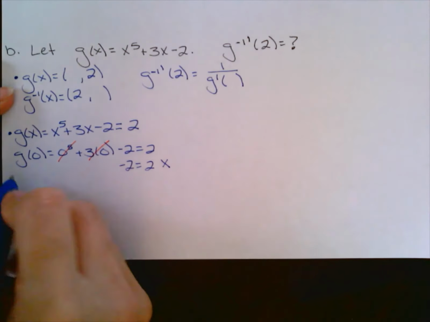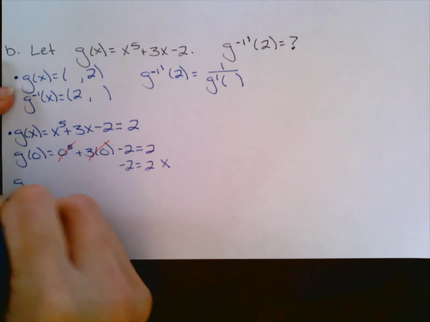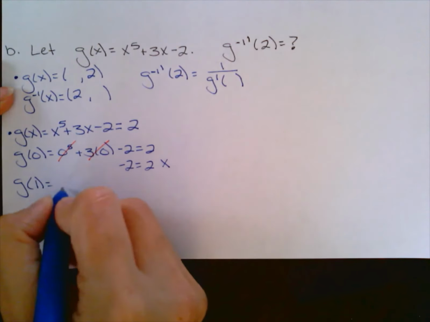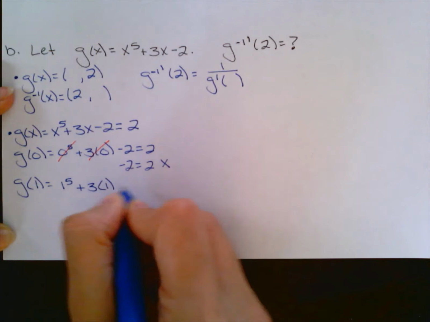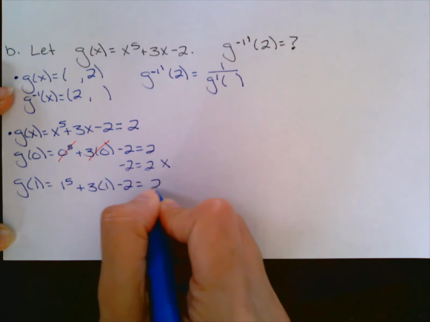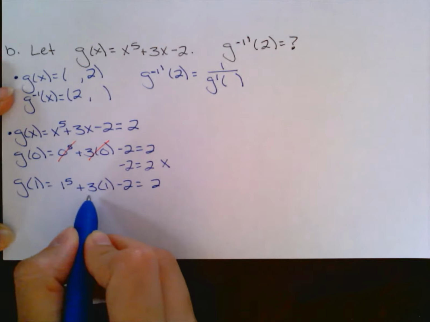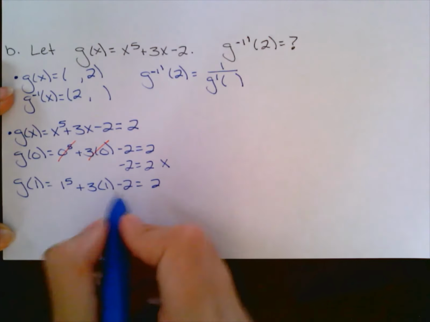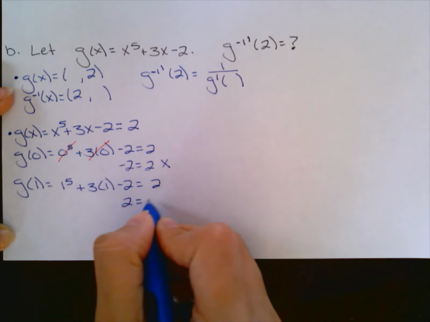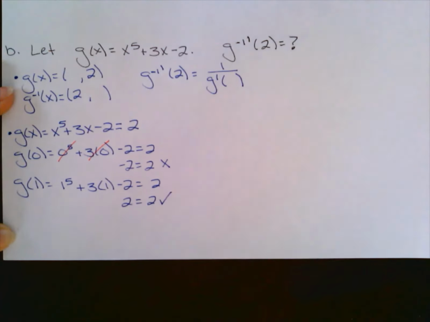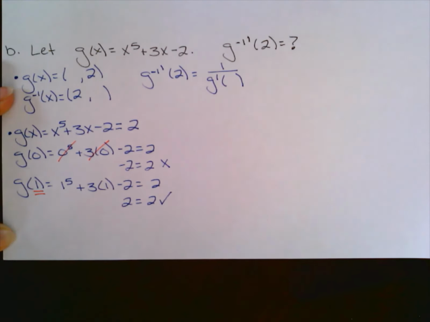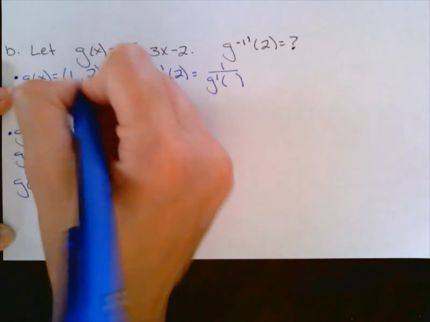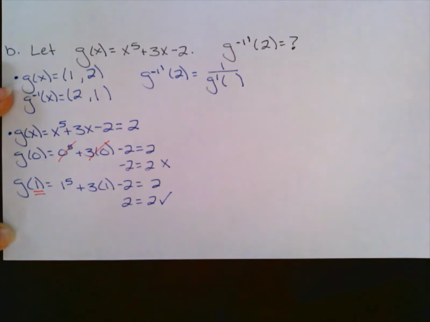Okay, let's try another. Let's try plugging in 1. I get 1 to the fifth plus 3 times 1 minus 2 equals 2. Well, this is 1 plus 3, which is 4. 4 minus 2, which is 2. And that does work, which means that 1 is my x value. So if 1 is my x value here, it's my y value there.